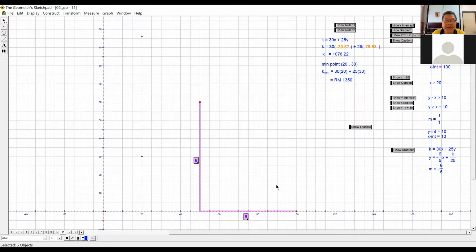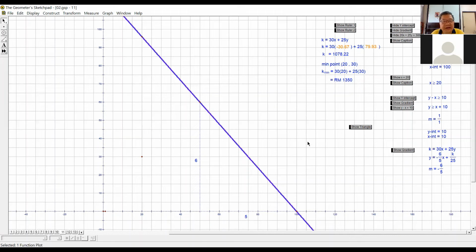This time is okay. So once you get this gradient correct, you can continue here. 5, 6, 5, 6, and so on. Then use a straight line, join these 2 points. But make sure that you have another 5, then 6 there. Or maybe count the squares, 5 squares, then go up 6 squares here, something like that. So you join the points, and this is the straight line.